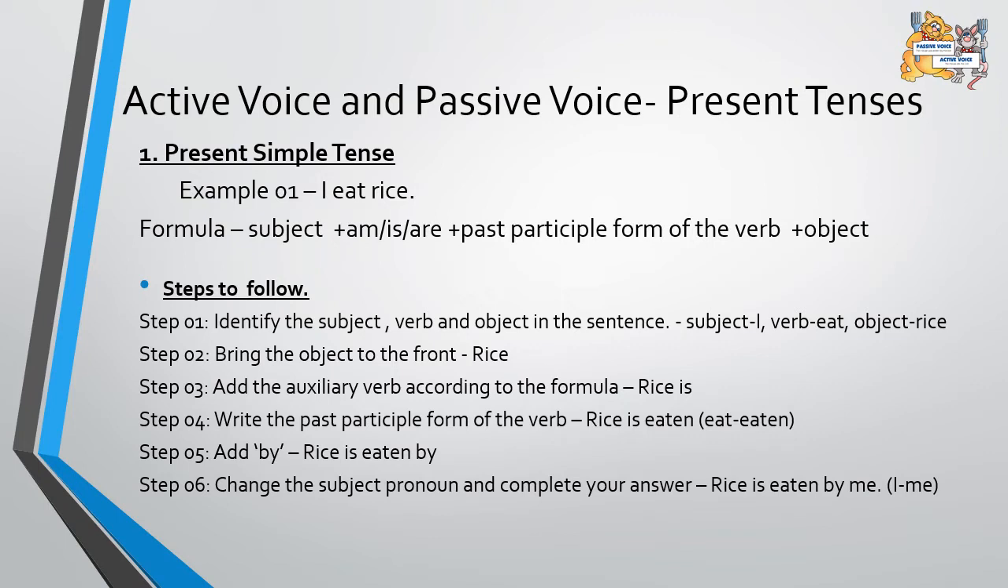is. Step 4. Write the past participle form of the main verb. The past participle form of the main verb eat is eaten. So the answer is rice is eaten. Step 5. Add by. Now the answer is rice is eaten by. Step 6. Change the subject pronoun and complete your answer. Now the complete answer is rice is eaten by me. Here the subject pronoun I becomes the object pronoun me.